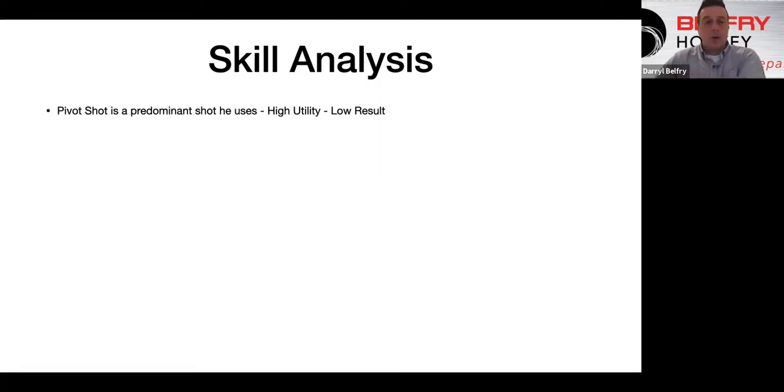Skill analysis. The skill that we're going to talk about with Seamus is the pivot shot. This is a predominant shot that he uses. It's a very high utility, low result shot. So it's the perfect type of target skill for me with him, because it's something he uses a lot. He can create it a lot, but he has a low level of result.